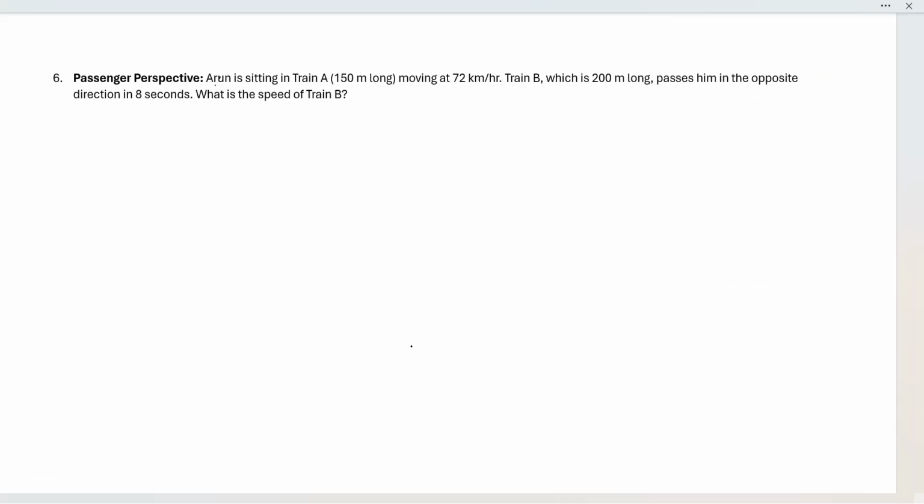It says Arun is sitting in train A, 150 meters long, and it is moving at a speed of 72 km per hour. 72 km per hour, converting it into meters per second, is 72 into 5 by 18. This comes out to be 20 meters per second. And there is another train B, which is 200 meters long and passes him in the opposite direction in 8 seconds. And now what they want is the speed of train B.